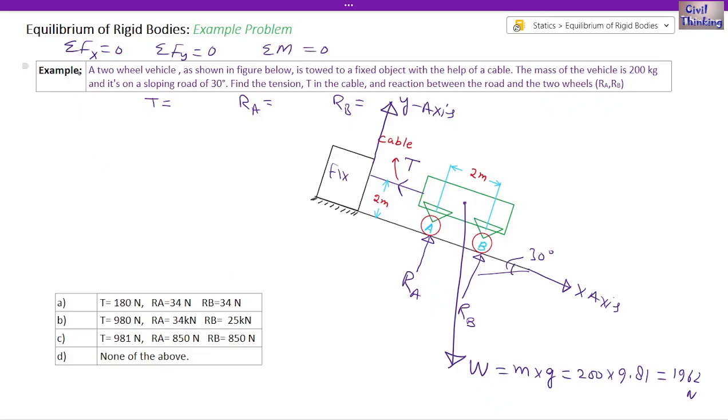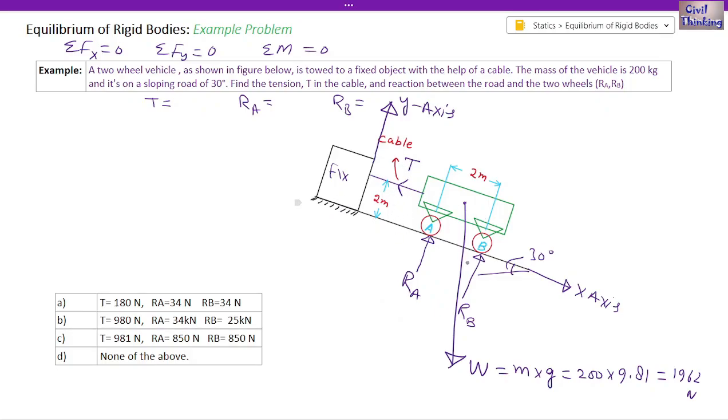Now we have to apply summation of f of x equals 0, summation of f of y equals 0, summation of moment equals 0. Then we will be able to find the value of T, RA and RB. Now when we apply summation f of x equals 0, we will consider all the forces in the x direction. Which is the x direction? The x direction is along the road, like this.